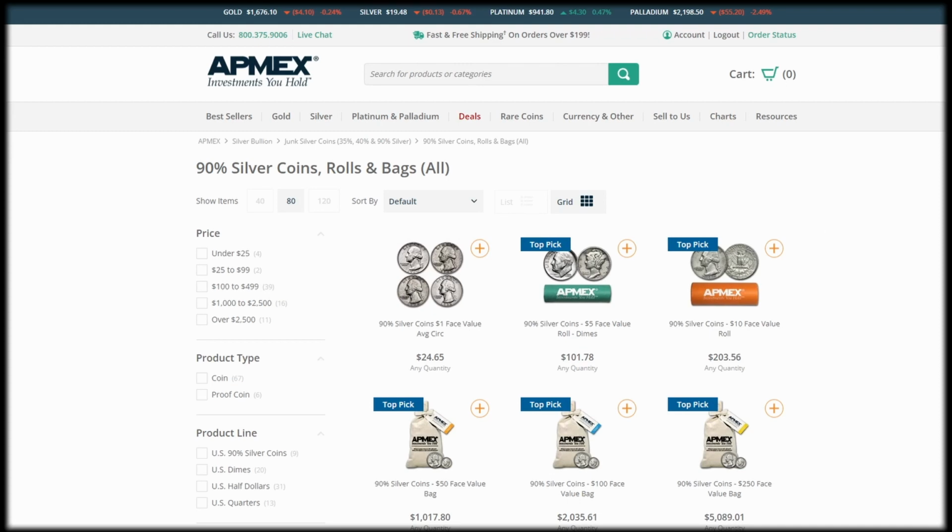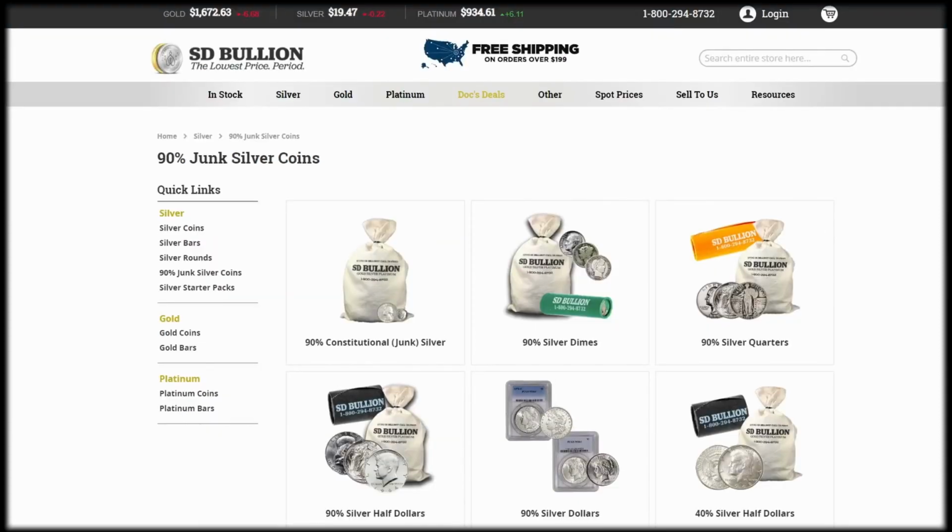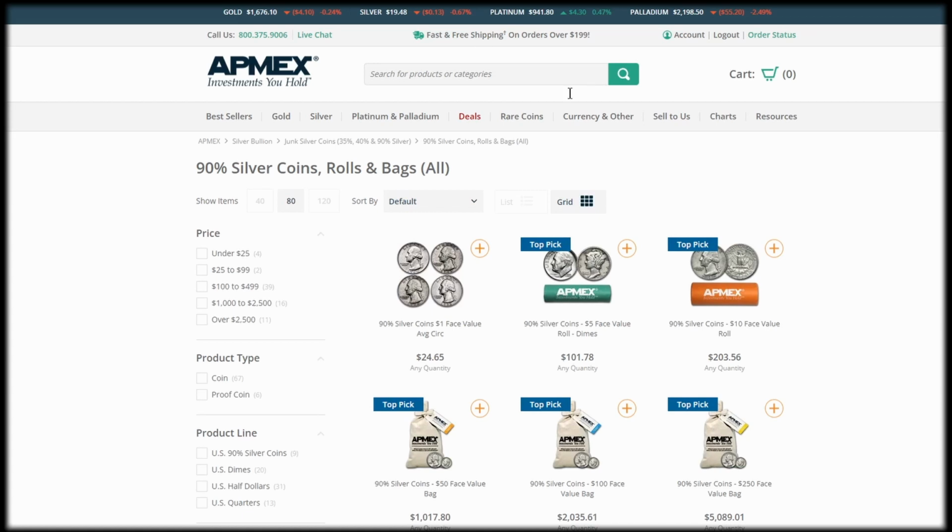So if we look at, I don't know, APMEX or ST Bullion here, and go through some of them. For example, the roll of dimes goes for face value of $5, so that's 50 coins, and is going for $101.78. The question becomes, how much premium are they charging us on this roll of 90% silver dimes? Okay, let's figure it out.